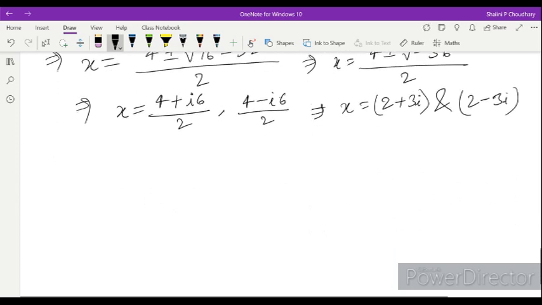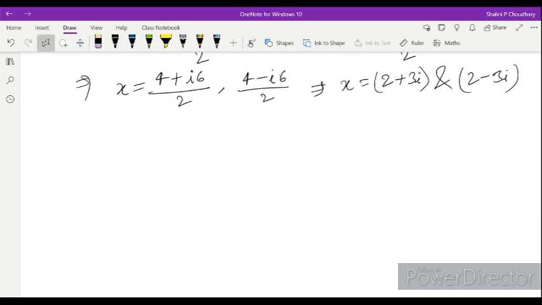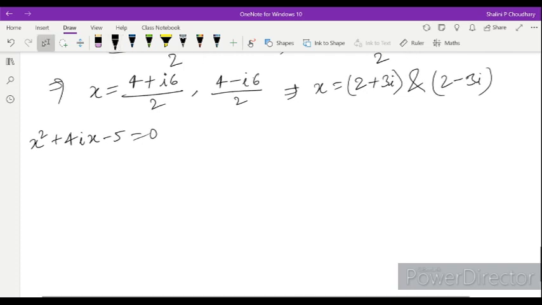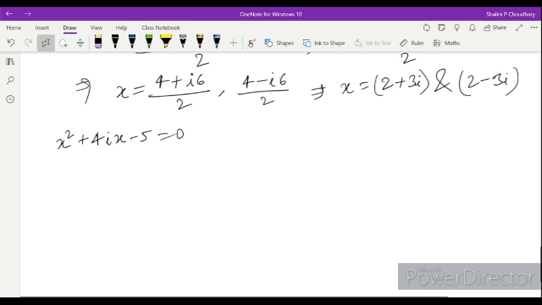One more question we'll do now. If we have a quadratic equation x square plus 4ix plus minus 5 is equal to 0, we have to find out the roots of this equation. So a will be equal to the coefficient of x square, which is 1, b is equal to 4i because the coefficient of x is equal to 4i, and c is equal to minus 5.